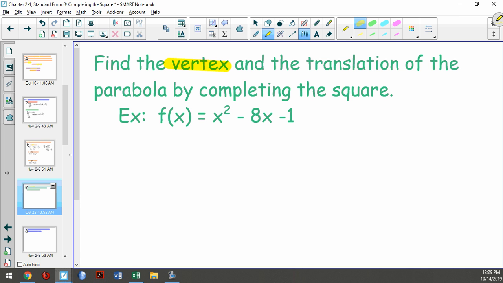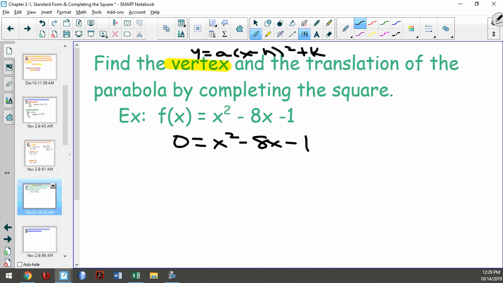Vertex. If I ask for vertex, what form am I looking for? Standard form. I'm looking for this. Do we understand that? So I'm looking for standard form in the translations up, down, left, right, stretch, compress, reflect of the parabola by completing the square. So step 1, what does it say to do? Replace f of x and y with what number? 0. So this is going to be 0 is equal to x squared minus 8x minus 1.